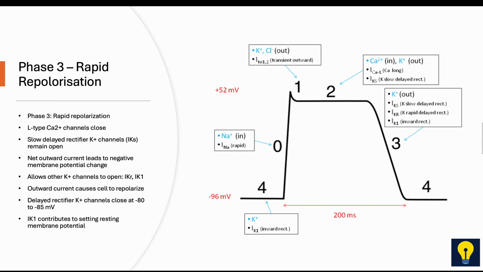What happens to the K plus channels? The delayed rectifier K plus channels close when the membrane potential is restored to about -80 to -85 millivolts, which then allows again for it to phase out. IK1 remains conducting throughout phase 4, contributing to the setting of the resting membrane potential.